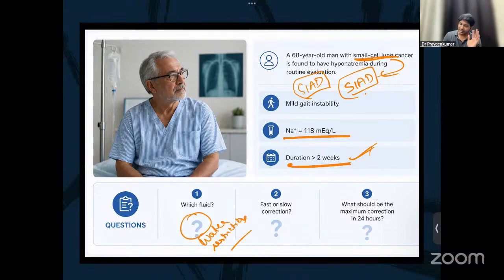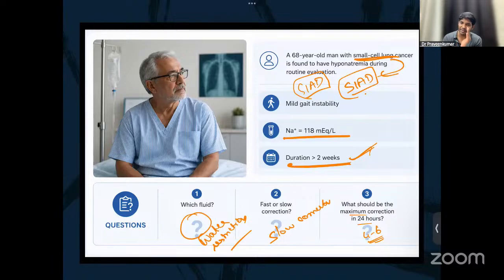Okay, water restriction. And fast or slow correction? It is definitely going to be slow correction. What is the maximum correction in 24 hours you can give in this patient? It's an elderly patient with chronic hyponatremia, so it is going to be 4 to 6. That's all. It is definitely not 10, because 10 is for acute hyponatremia where the symptoms are there.